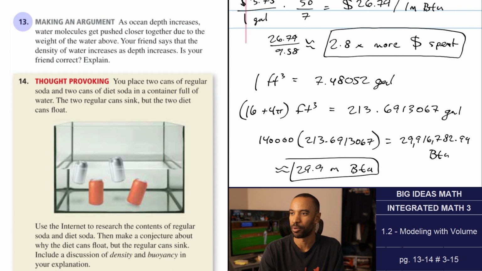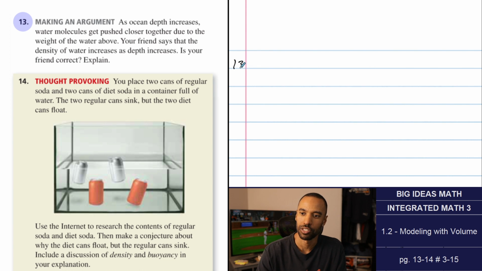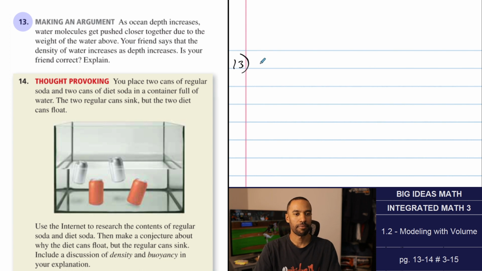Let's keep moving forward. Number 13. Making an argument. These are generally faster. As ocean depth increases, water molecules get pushed closer together due to the weight of the water above. Your friend says that the density of water increases as depth increases. Is your friend correct? Explain.